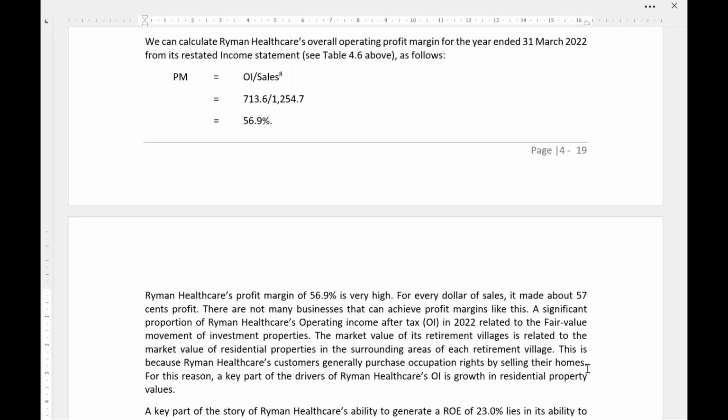We can calculate Ryman Healthcare's overall operating profit margin for the year ended 31 March 2022 from its restated income statement. See Table 4.6 above, as follows. Profit margin equals operating income divided by sales, which equals 713.6 divided by 1,254.7, which equals 56.9%.